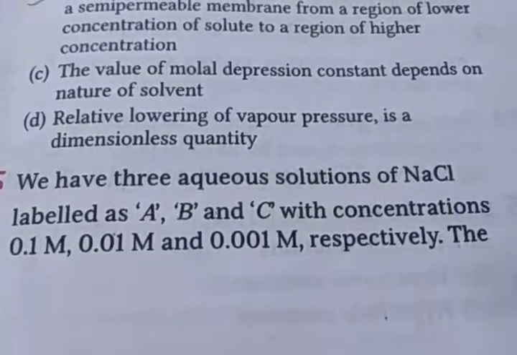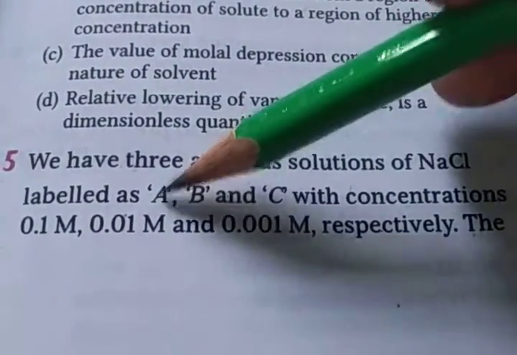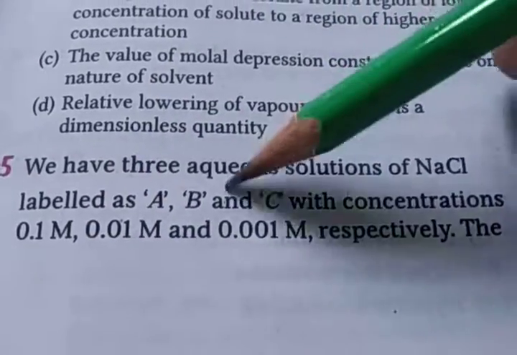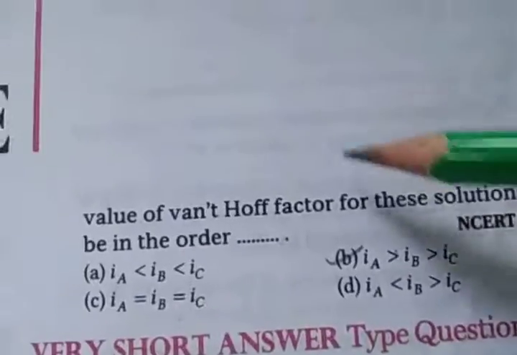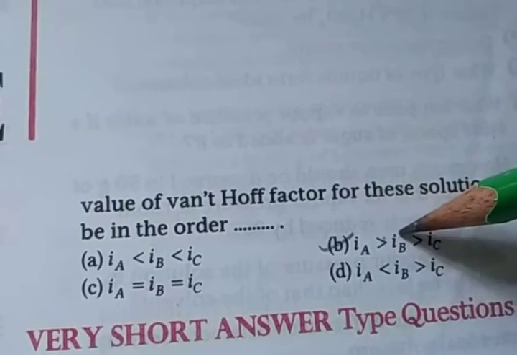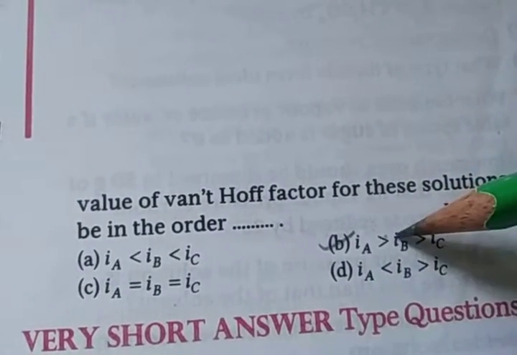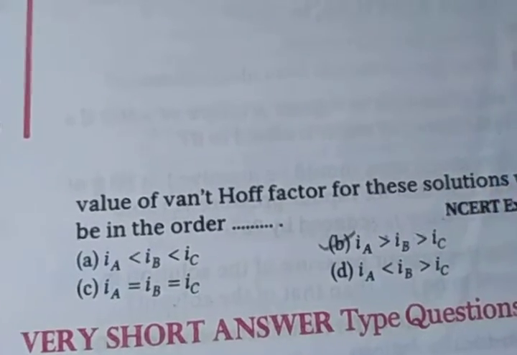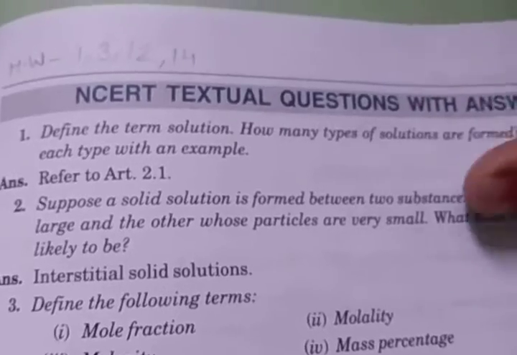Next, we have three aqueous solutions of NaCl labeled A, B, C. The concentration of A is 0.1, B is 0.01 and C is 0.001. We have to find the values of the van't Hoff factor. So i for A, with concentrations 0.1, then 0.01, then 0.001, gives iA greater than iB greater than iC. Option number B.